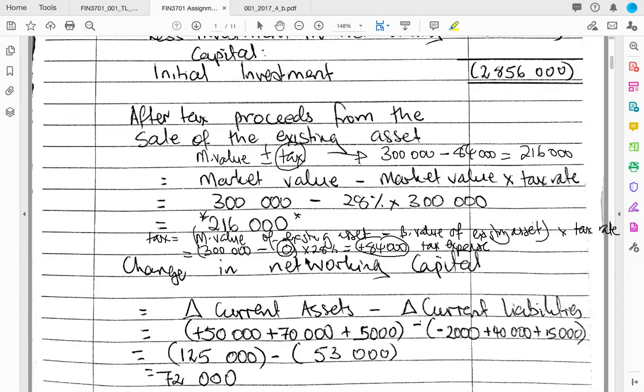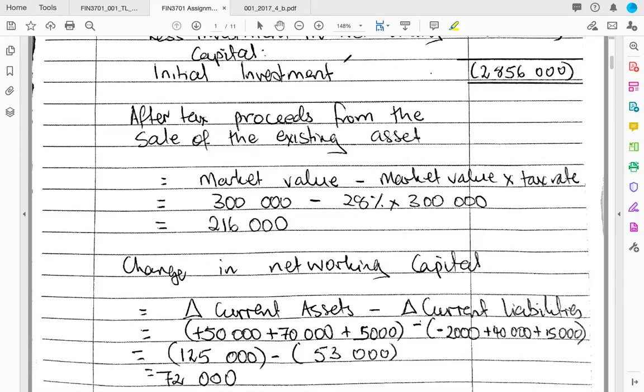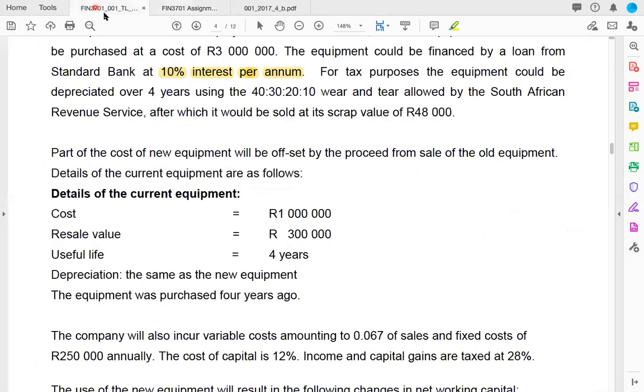Someone will ask, how did you know that the book value of the existing asset is 0? We know it's 0 because the asset has a useful life of 4 years and the asset was purchased 4 years ago. So the asset has already lived through its entire useful life, and it's been depreciated to a book value of 0.